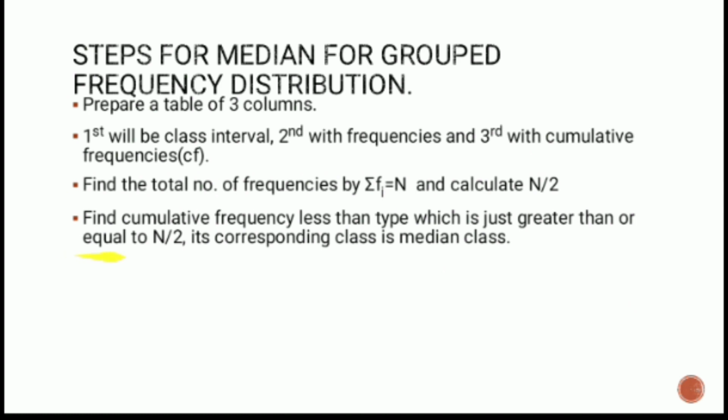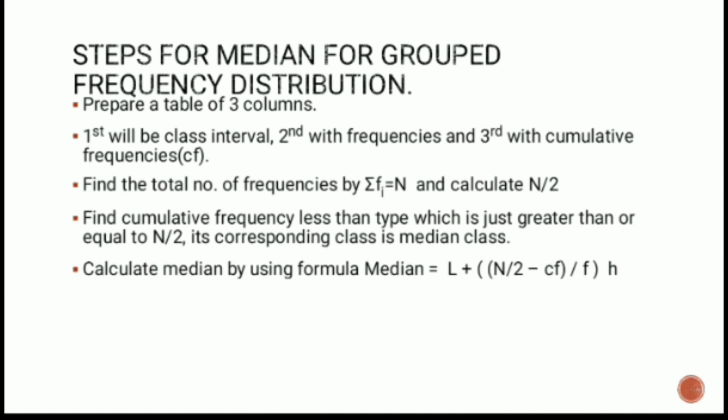Finding the cumulative frequency of less than type, I have taught you how to find cumulative frequency and how to find n by 2, and you have to see between which two classes it lies, finding the uppermost class of CF, and corresponding to it will be your median class. And the last step is to calculate the median by using the formula: median is equal to L plus n by 2 minus CF upon F into H. These are all the 5 steps that I wanted to tell you.